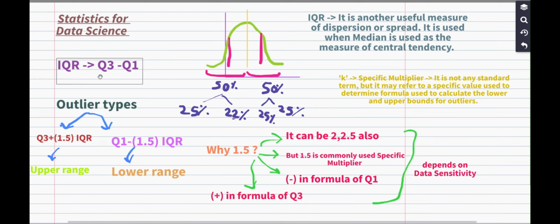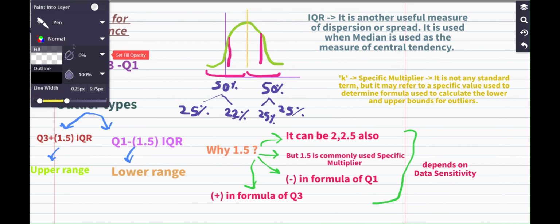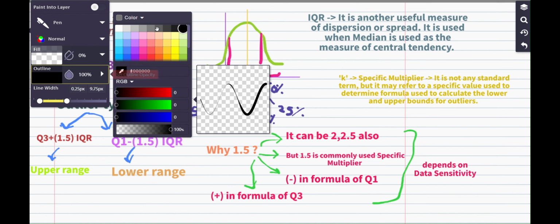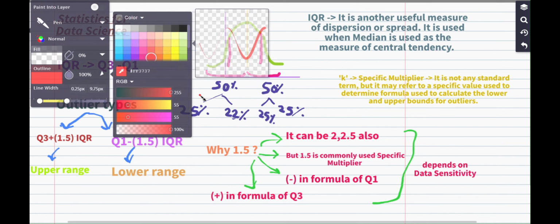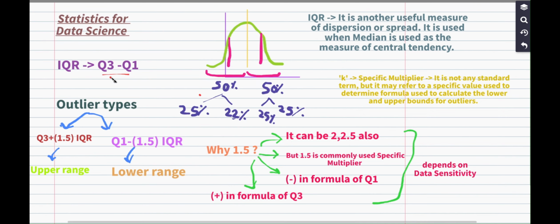So till now we have discussed what is statistics, what are the types of data, what is IQR, what are outliers. Today we will be going deep into the IQR part. Till now we discussed that IQR is basically the difference between the 75th and the 25th percentile. Here Q3 is the 75th percentile and Q1 is the 25th percentile.